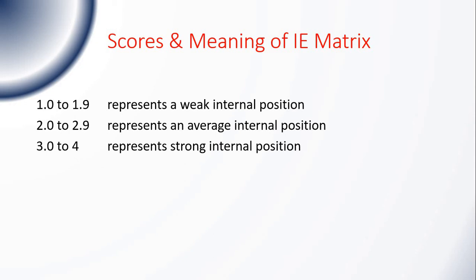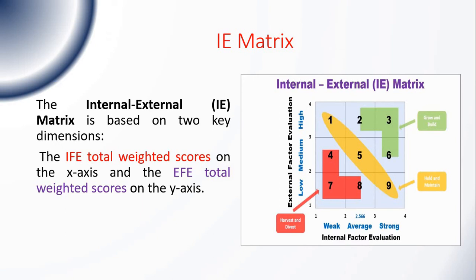3.0 to 4 represents a strong internal position. It means if you see it, on the x-axis, the internal factor evaluation, if we get the score around 3 to 4, it means 3.5, 3.6, 3.9. So the line will go up.